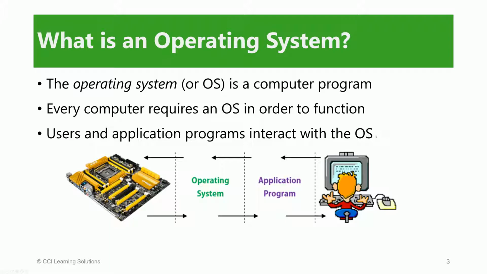So, what is an operating system? The operating system, also commonly known as an OS, is a computer program. Every computer requires an OS in order to function. Users and application programs interact with the OS. We can see in this nice diagram right here, we have a user and an application doing work and sending information to the operating system and interacting with the motherboard, and then it being returned to the user as the results of their action.